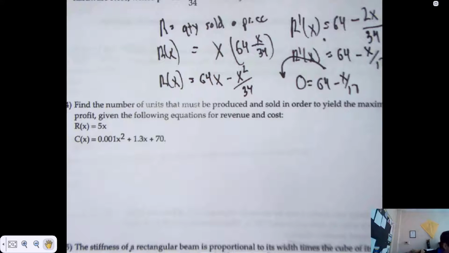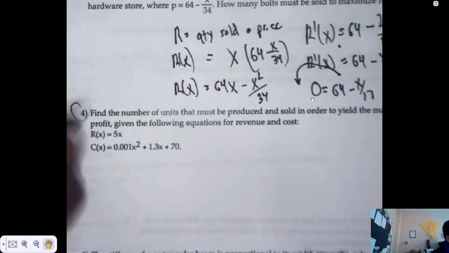Going to finish up the rest of your little twin here for your test. And I might go back and do number 1, but we're going to start on number 4.